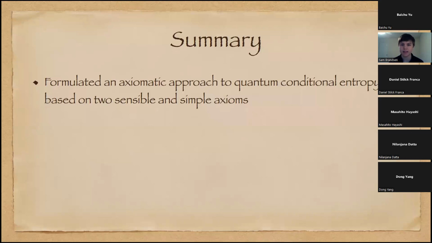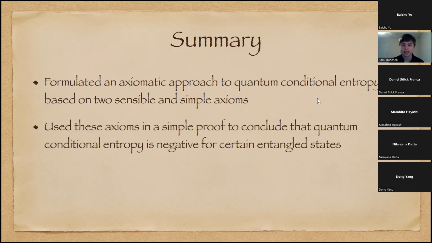And so in summary, we've formulated a simple axiomatic approach to quantum conditional entropy based on 2 sensible and simple axioms. We've used these axioms in a simple proof to conclude that quantum conditional entropy is negative for certain entangled states, and we've specifically shown that for the case of the EPR state.